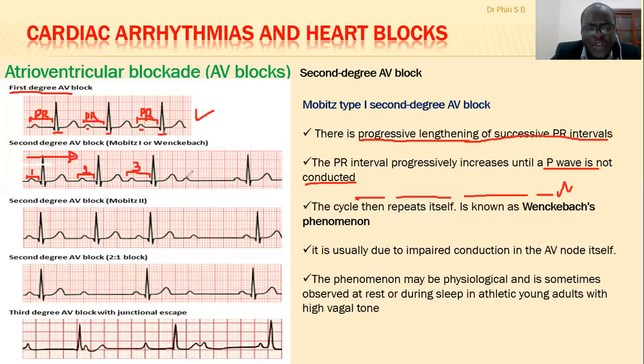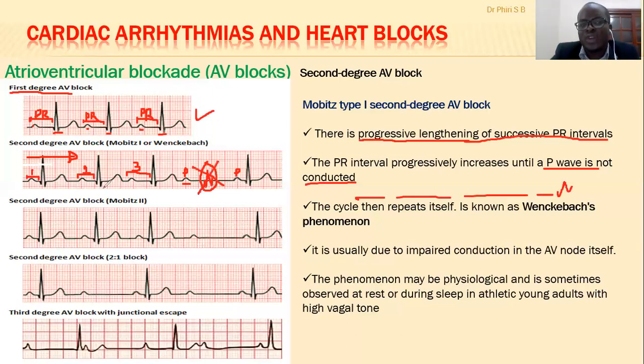Then at some point you find that a P wave is not followed by a QRS complex because it's not conducted to the ventricles. So you can see there's a P wave here, but you can't see the QRS complex, you can see another P wave. So it means that in between here, there's a missing QRS complex. This missing QRS complex is as a result of this P wave not being conducted to the ventricles.